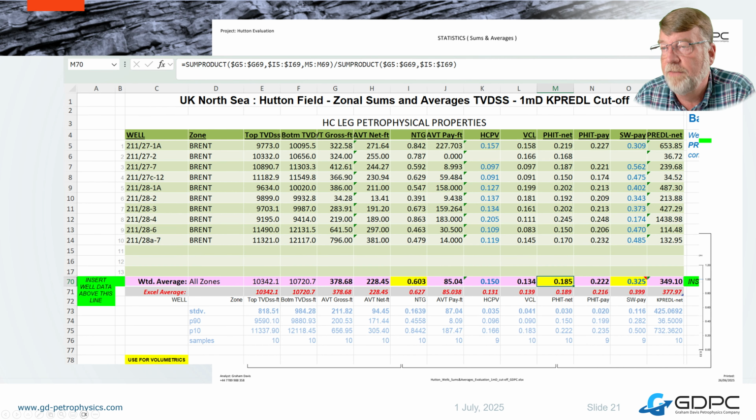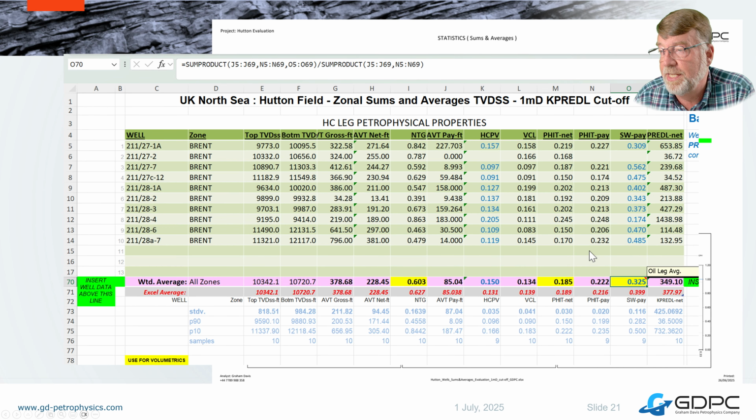Similarly, if you go on to porosity, you want the net porosity, which is the sumproduct of the gross times the net to gross times the porosity, which gives you the pore volume, and then you divide it by the gross times the net to gross, the net volume. That will give you the properly weighted porosity average. In this case it's not that much different, because the porosities are all pretty similar anyway.